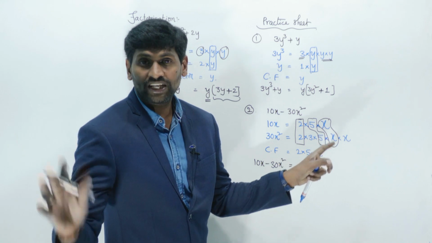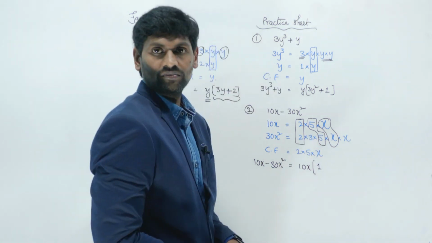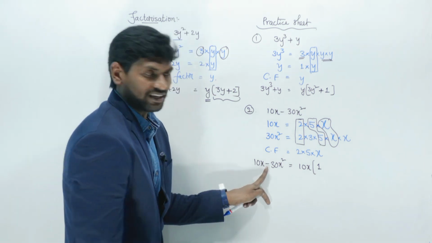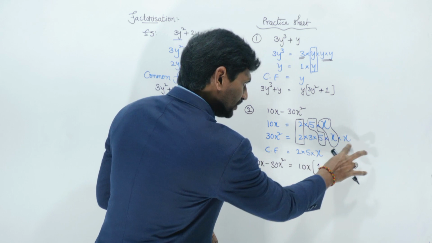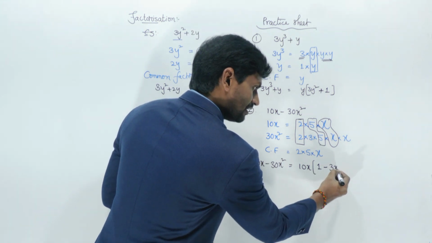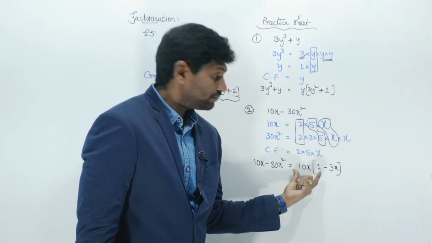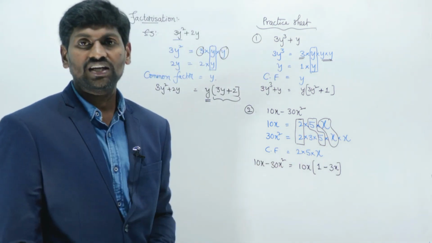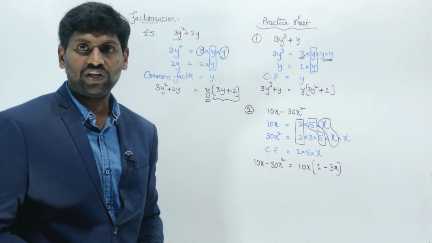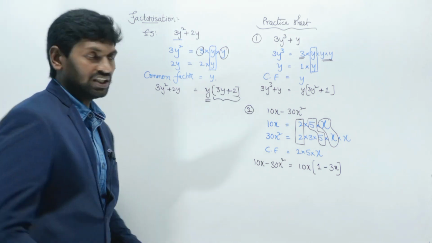After removing the common factor, what are the remaining values? From the first term there is no remaining number, so we should write 1. Okay? So middle term is minus. From second term remaining part 3 into x, 3x. So this one we can express as 10x into 1 minus 3x. This is the factorization of the given algebraic expression. Okay? Check. We'll go to the next problem.